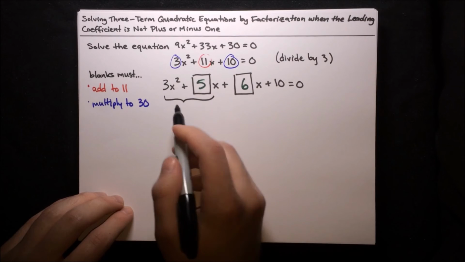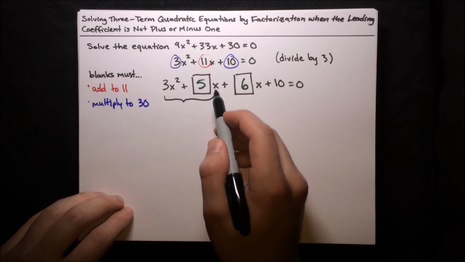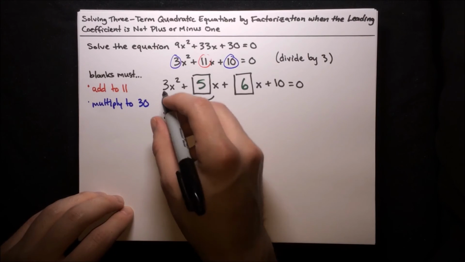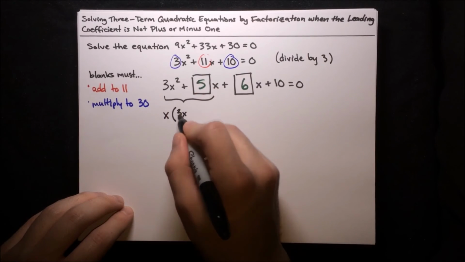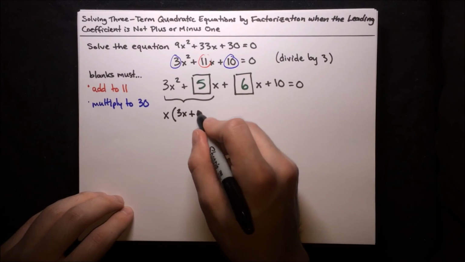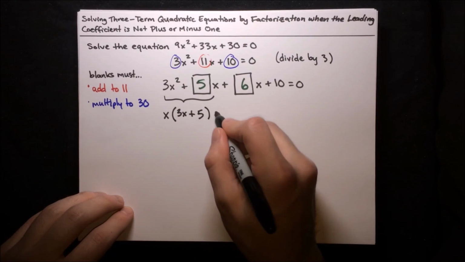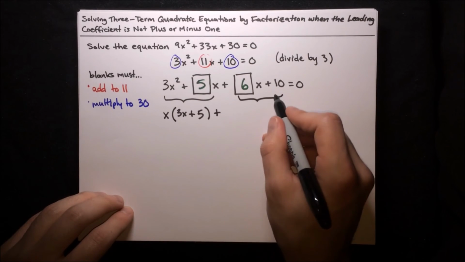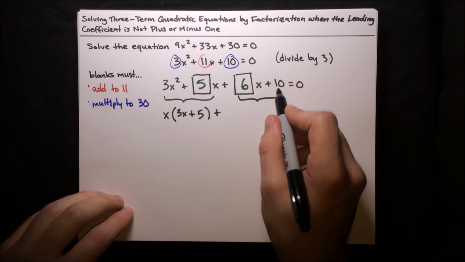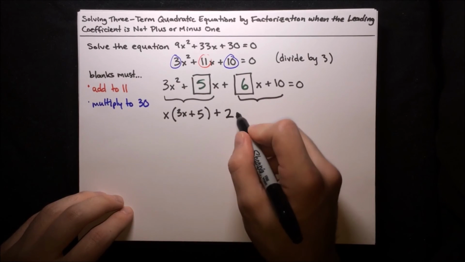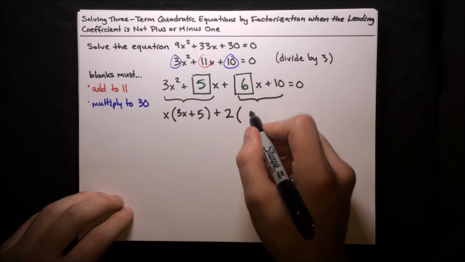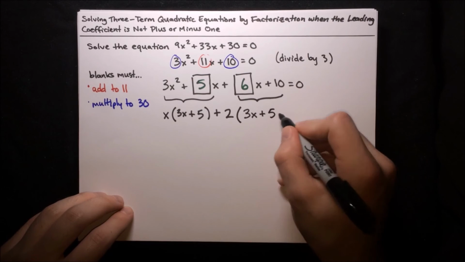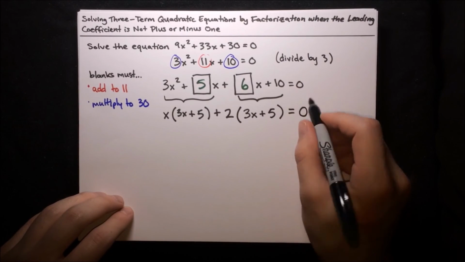The first pair, what is common to 3x squared and 5x? Well, there's an x in both of those, so factor out an x. X times what makes 3x squared? Well, x times 3x makes 3x squared, and then plus x times 5 makes 5x. All right, moving on to the next pair here, 6x plus 10. What's common to both of those? Well, in 6 and 10, those are both even, so we can factor out a 2. 2 times 3x makes 6x, and then 2 times what makes 10? Well, 5. All right, so that's equal to 0, and here we go.